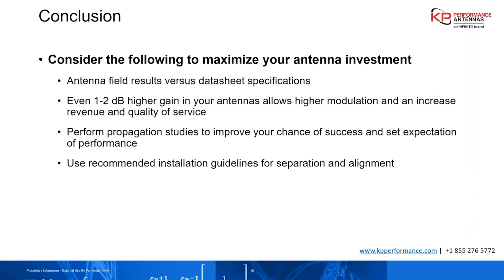So another key thing is to make sure you perform propagation studies before you get out in the field to improve your chance of success, and also set your expectations. It's very disheartening to see a signal being much lower in the field than you expected it to be, and having to go back and replan and probably go up and climb the tower again and tilt it. So last is follow our recommended guidelines on the separation, 3 to 5 feet in general, and the alignment is very key to get it right too.